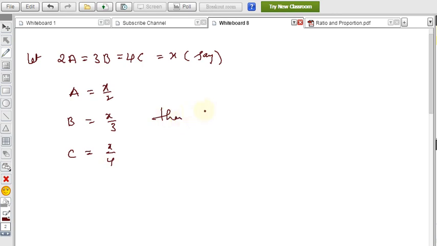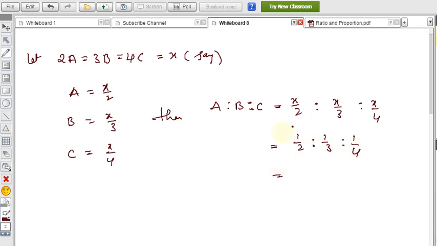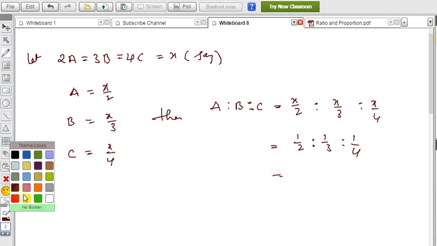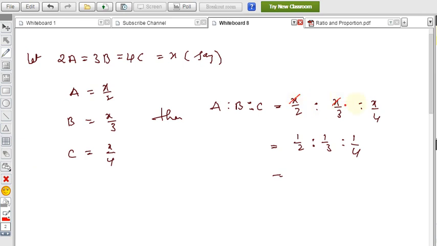Then we need to find out a is to b is to c. So a is equal to x by 2, b is x by 3 and c is x by 4. x is common in all the ratios, so we can eliminate this. Then 1 by 2 is to 1 by 3 is to 1 by 4. Okay, x can cancel, right? In the same ratio all the values are the same, that's why we can remove this.